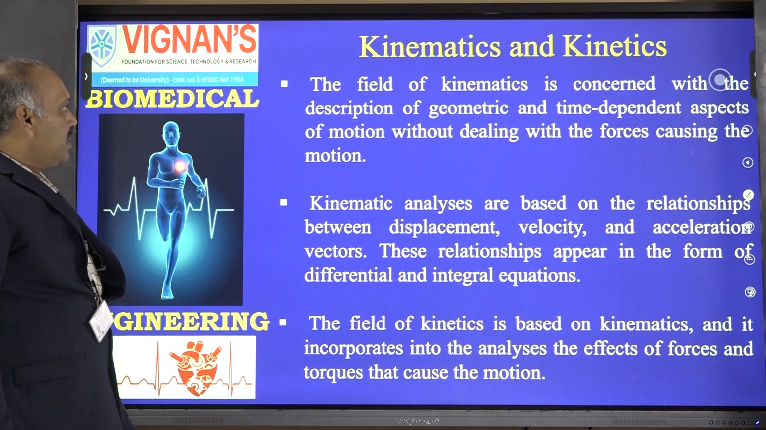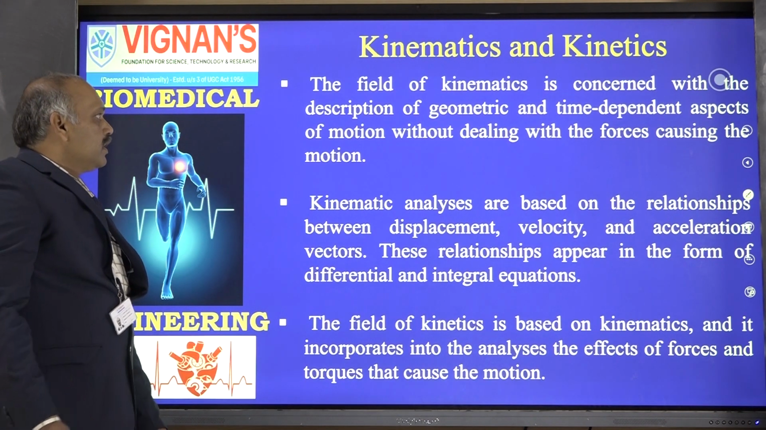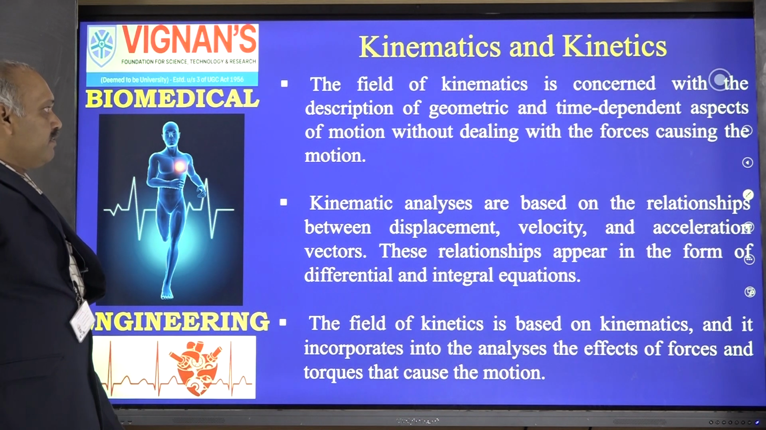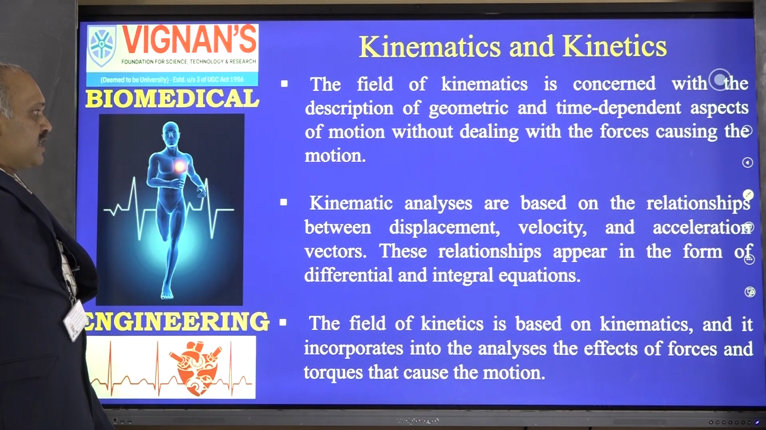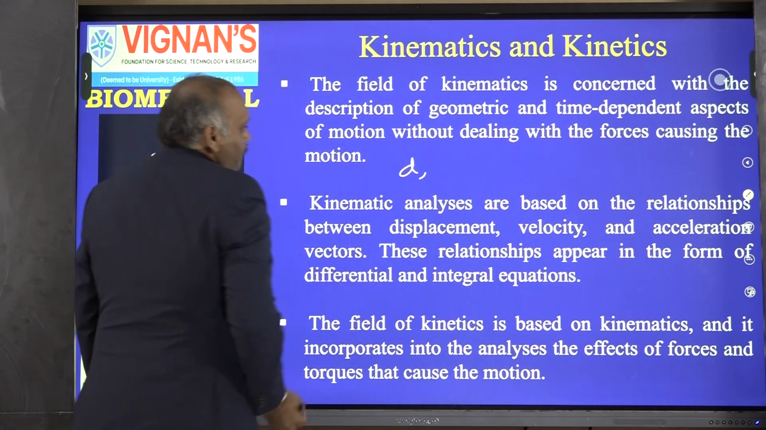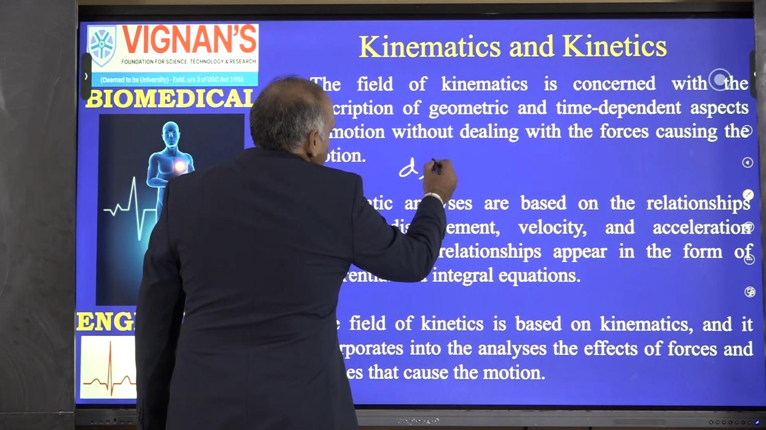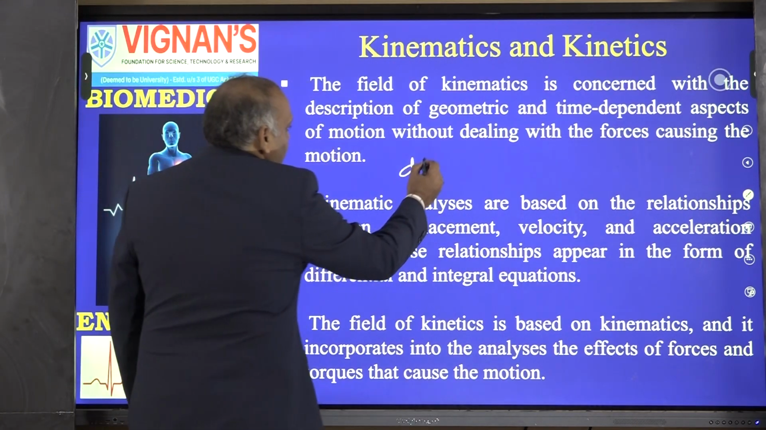As I already told you in the definition, the field of kinematics is concerned with the description of geometric and time dependent aspects of the motion without dealing with the forces causing the motion. So this is based on the relationship between displacement, velocity and acceleration. Displacement means the distance, and we are going to use the letter D, and for velocity, again, maybe two quantities will be there.